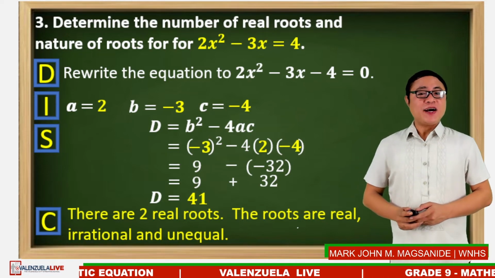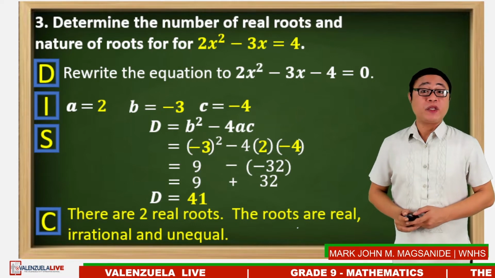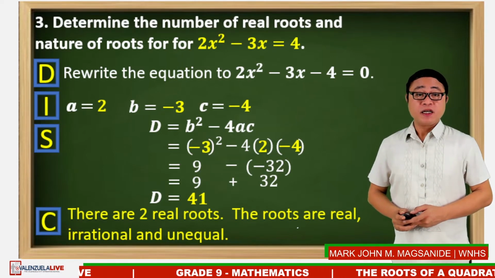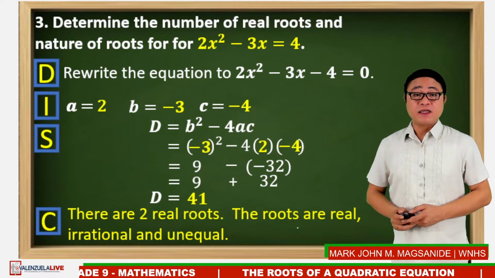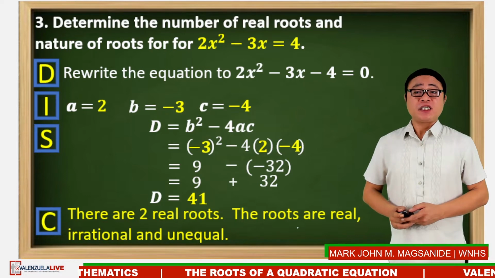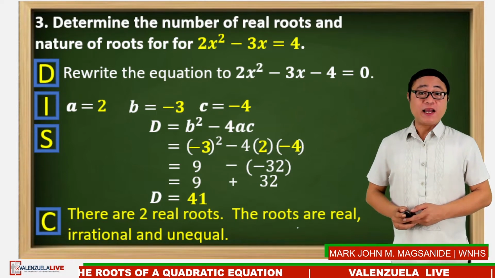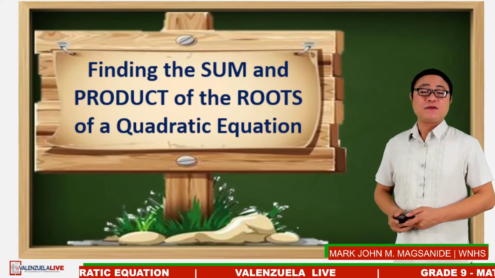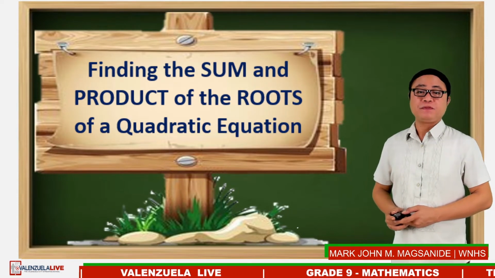I hope that you understand the steps to find the number of real roots and nature of roots of a quadratic equation. In finding solutions of a quadratic equation, it is suggested to check first the value of the discriminant to determine if the equation will have or will have no real solutions. For the next part of our lesson is finding the sum and product of the roots of a quadratic equation.